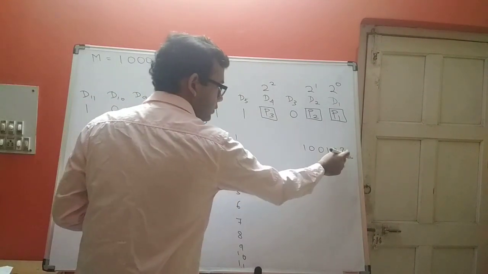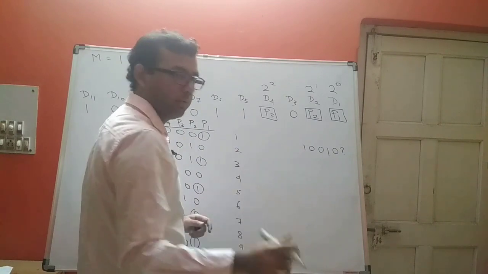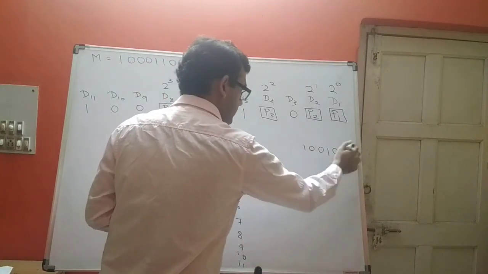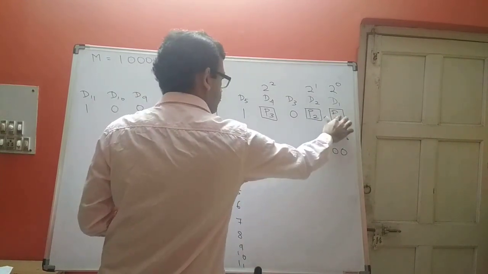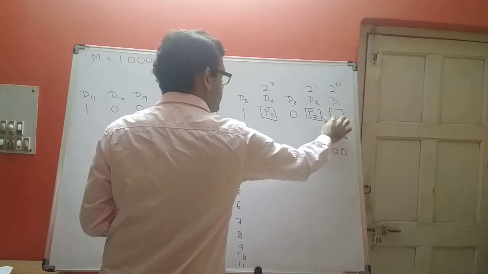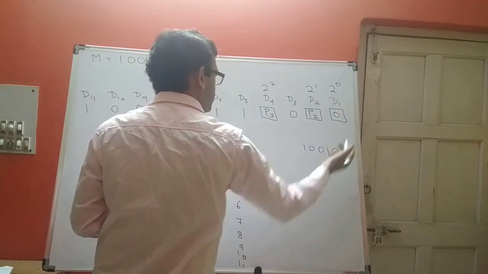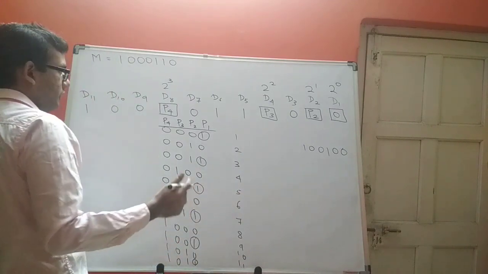Now, what value should I place here so that there are even number of 1s? I should place a 0. So P1 here will get a value of 0. Next, it's my turn to find the value of P2.